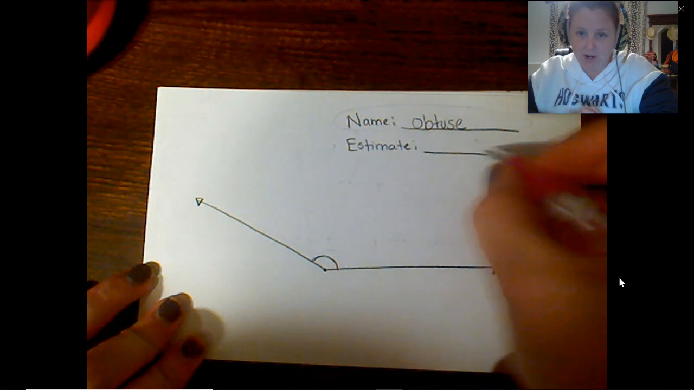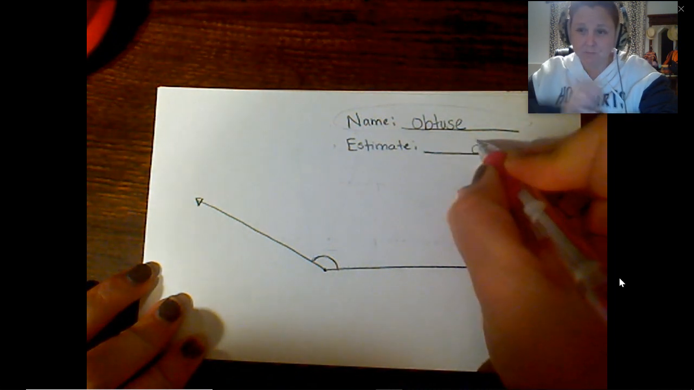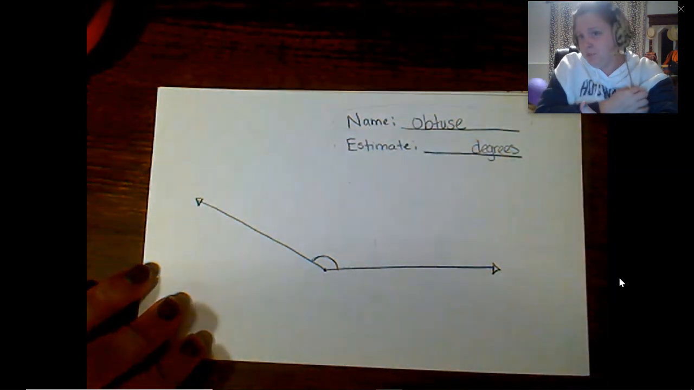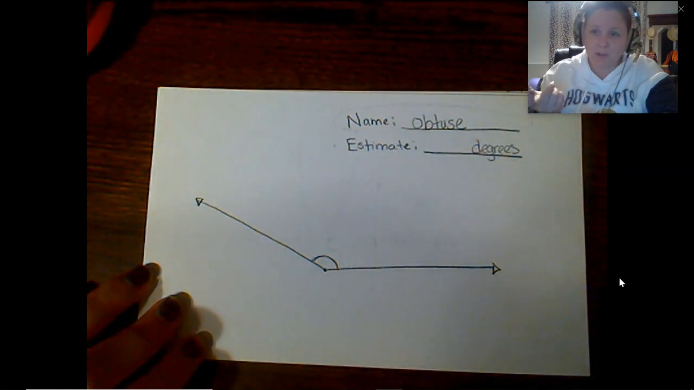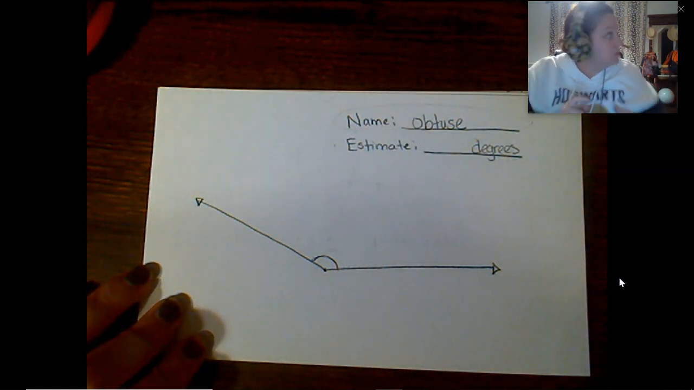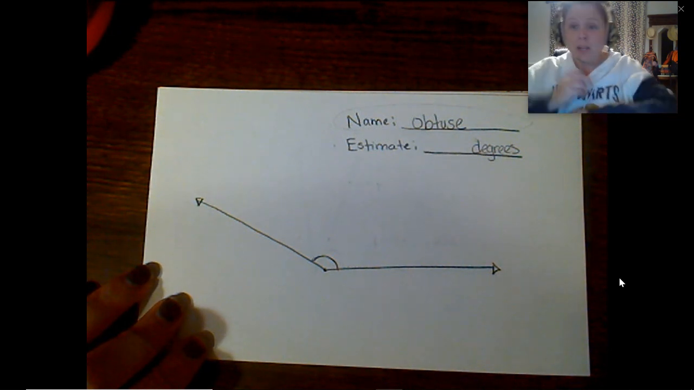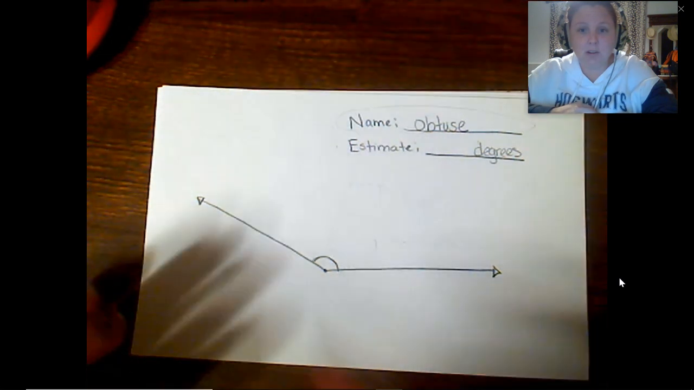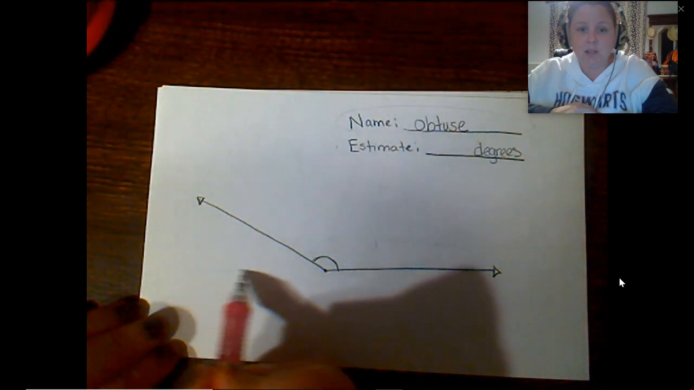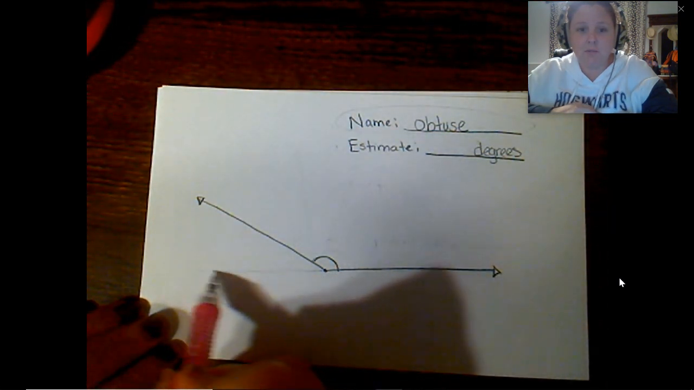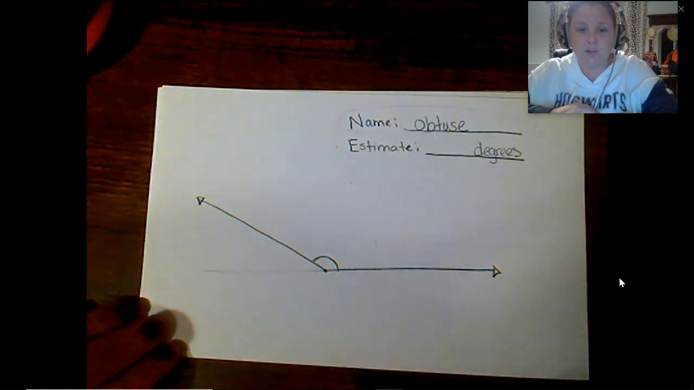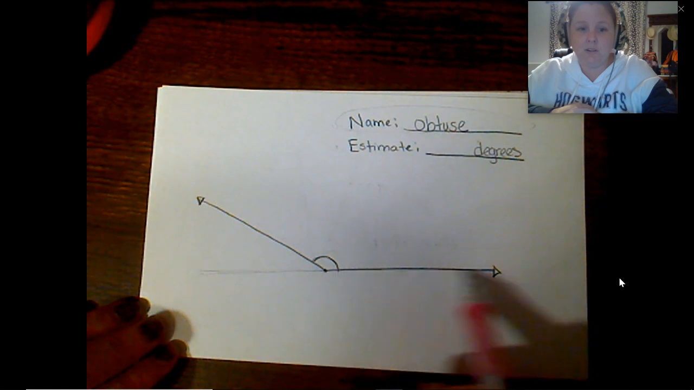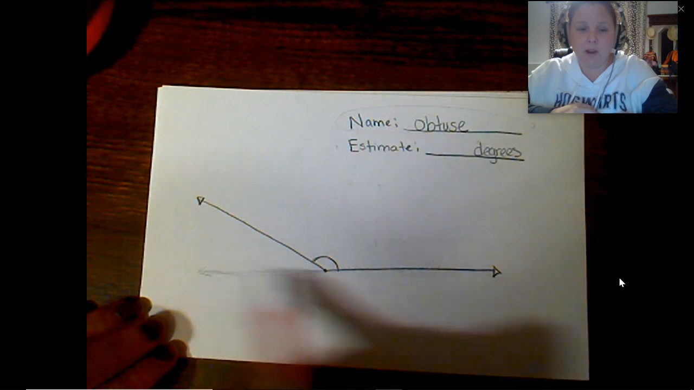Now, I think the reason I erased the degree symbol is that on Goformative, trying to draw a degree symbol is really difficult. So just write the word degrees if you can't figure out how to draw the degree symbol. Then what I was showing you here is how to think about how many degrees it would be. If I were to draw that little line there, it would be a straight angle, which would be 180 degrees. And we know it's not open as far as 180 degrees.